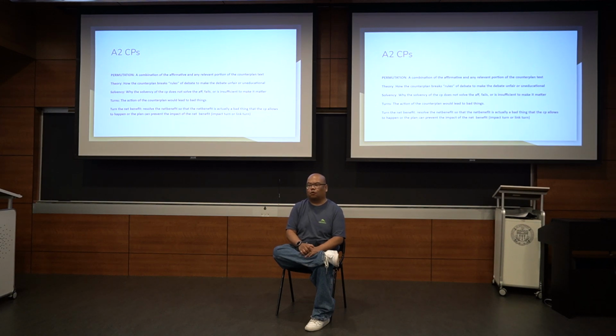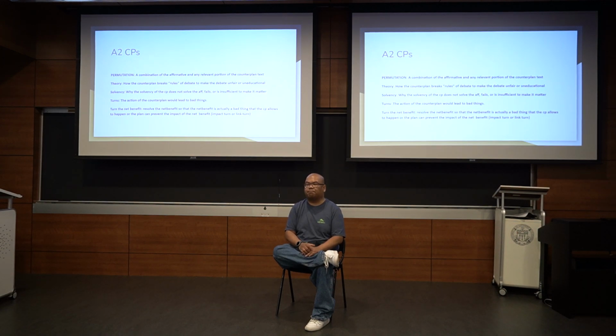Right? So what's an easy permutation everyone learns? Perm do both. When we say perm do both, we're literally saying take the full action of the plan text of the 1AC, take the full action of the plan text of the counterplan, combine them, and see what it looks like. Is it a better option than the counterplan by itself?